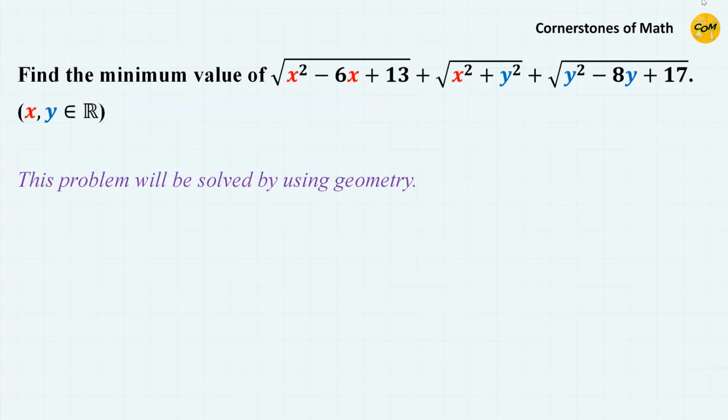Today we are going to solve the following problem. We want to find the minimum value of the square root of x squared minus 6x plus 13, plus the square root of x squared plus y squared, plus the square root of y squared minus 8y plus 17. Here x and y can have real values.